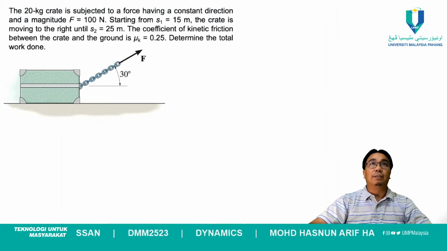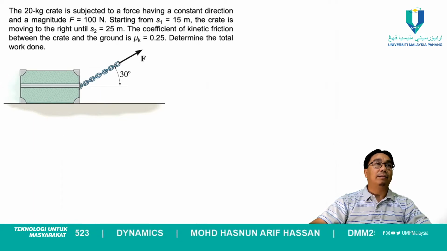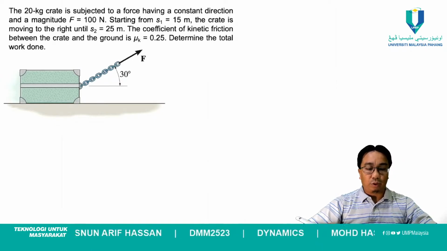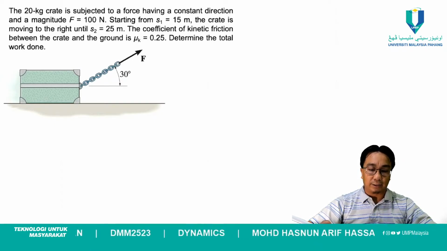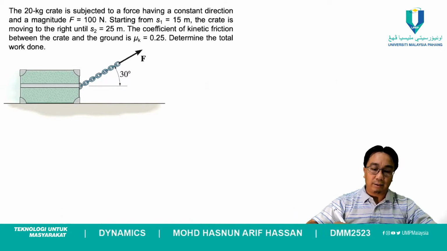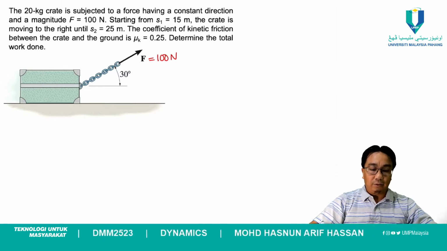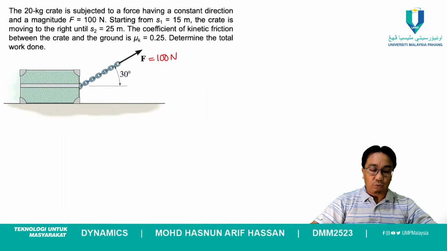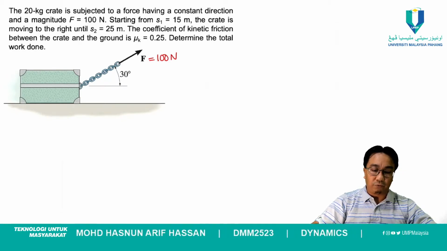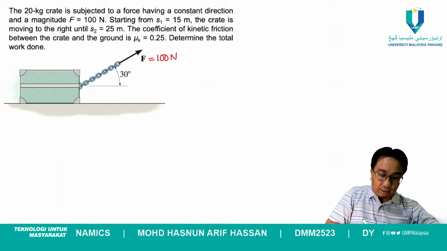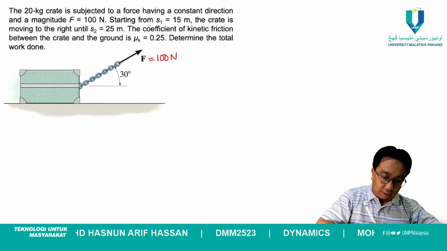Okay, so if you don't have any question, I would like to continue. So this is the first example. Let's read the example. The 20 kg crate is subjected to a force having a constant direction and a magnitude of 100 newtons. So we know that F here is equal to 100 newton. Okay, starting from S1 equals to 15 meter. The crate is moving to the right until S2 equals to 25. Meaning, let's say we have S1 over here.